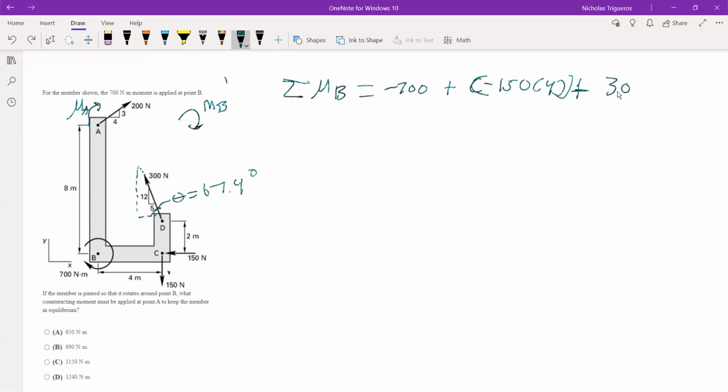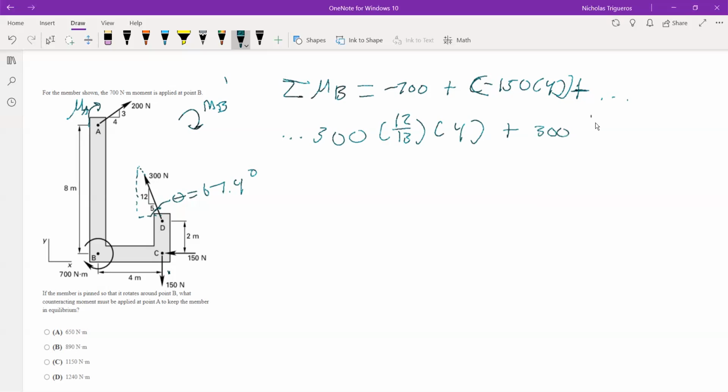Yeah. I'm running out of room, so I'm going to go to the next line. Plus, so it'd be 300 times, what is sine? Opposite over hypotenuse, which is 12/13. Yeah, you had it right. Times the moment arm, which is what? That's the y direction? No, it's this perpendicular. This is y. So this is going to be 4. Yep. That's plus.